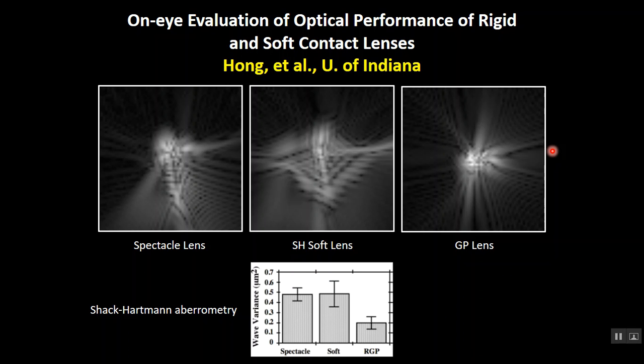And this study by Hong looked at the aberrations that one would pick up through a single vision spherical glass lens or a spectacle lens, through a silicone hydrogel soft lens, and through a GP. And what we find is the aberrations were lowest in the GP lens, which is no surprise. We've long known that the optical quality of a GP is generally superior to anything else that we can place the patient behind.